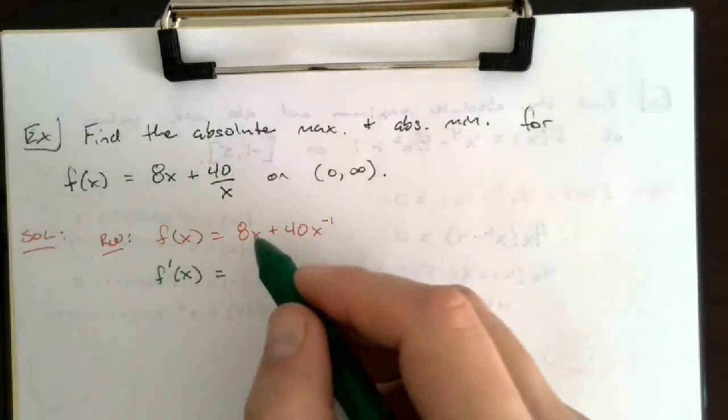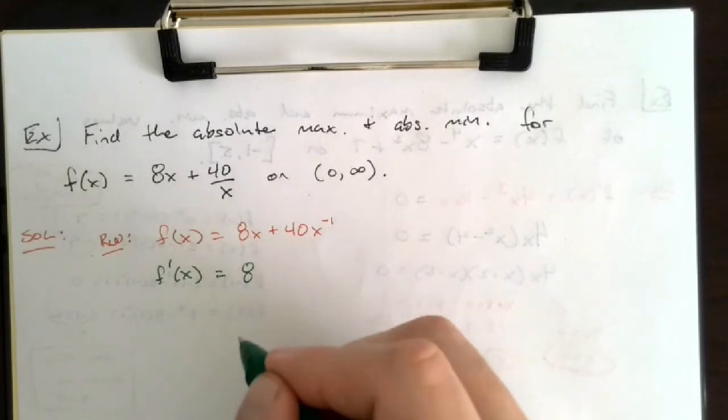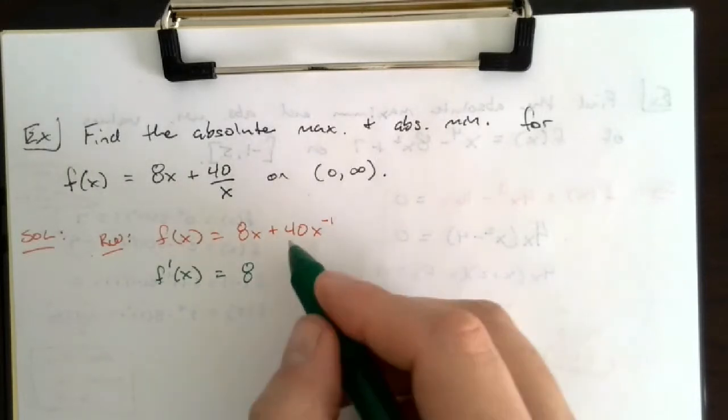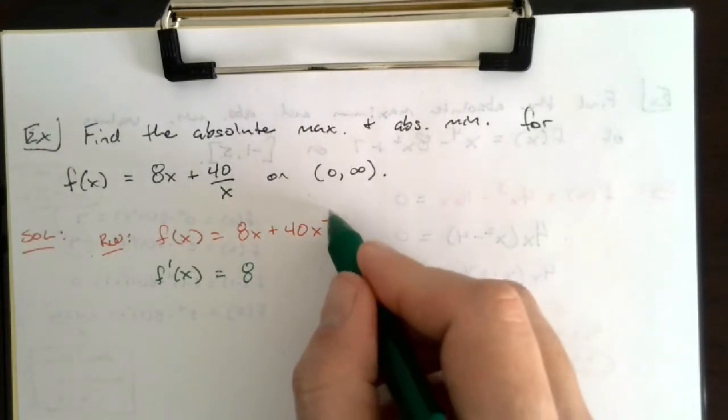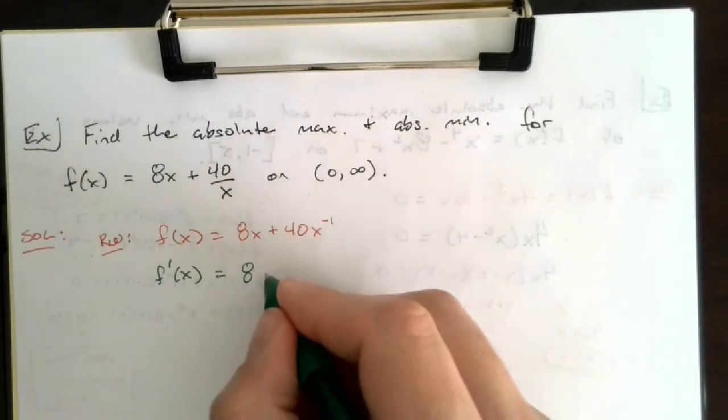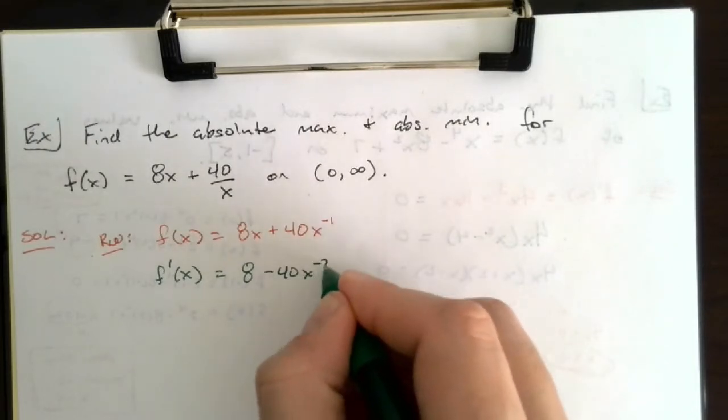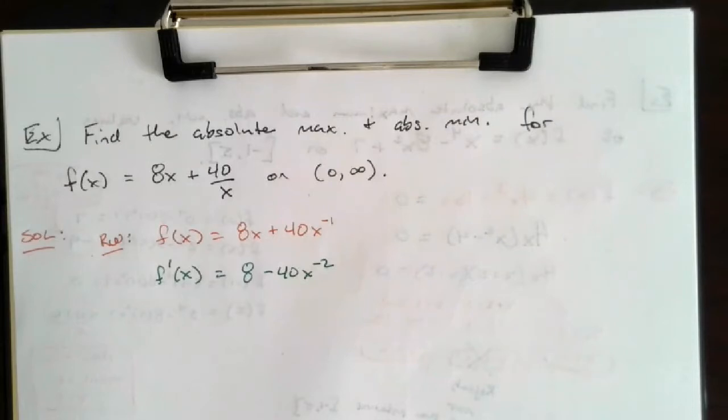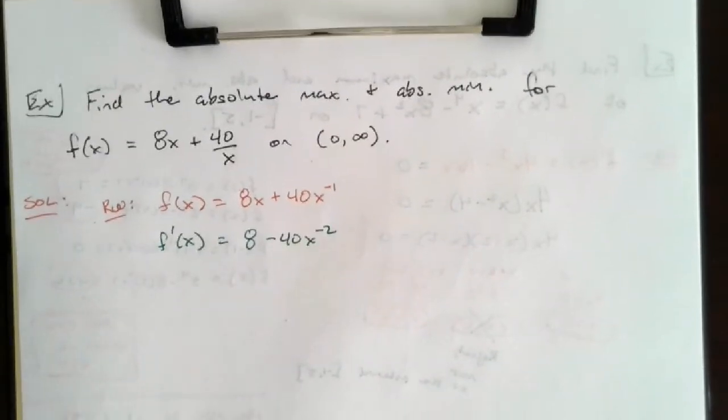Derivative of 8x is just 8. The derivative of a positive 40x to the negative 1: the negative 1 comes down, which makes this negative 1 times 40, so negative 40x to the negative 2. Now, how do you find critical values? Well, the way you find critical values is either where the first derivative equals 0 or where it's undefined.